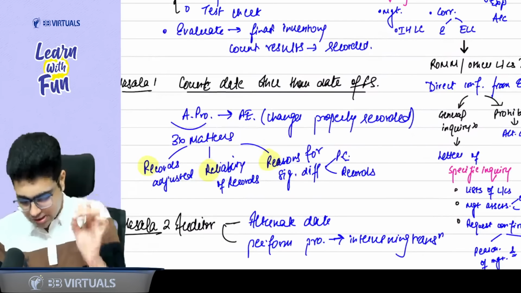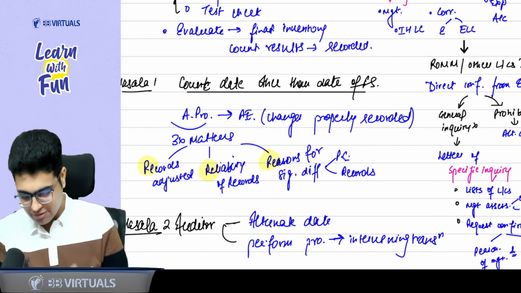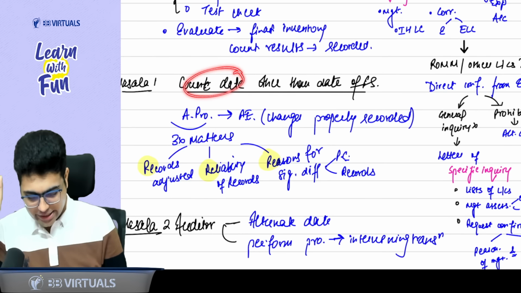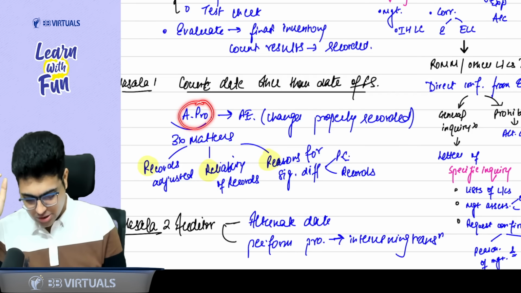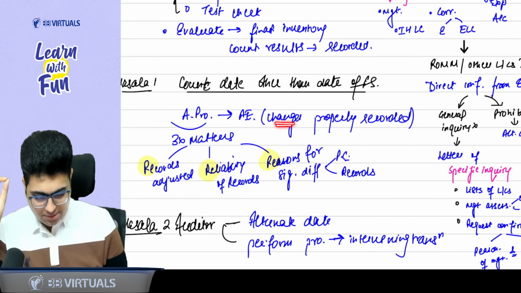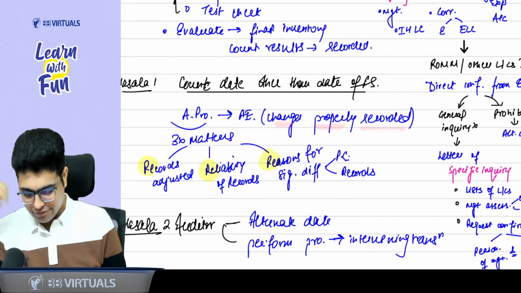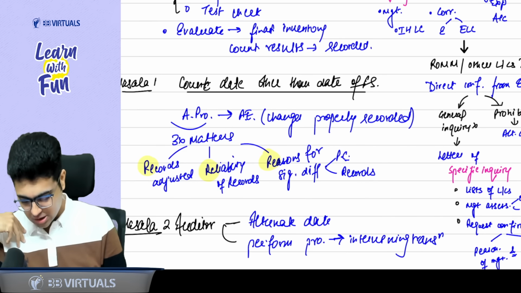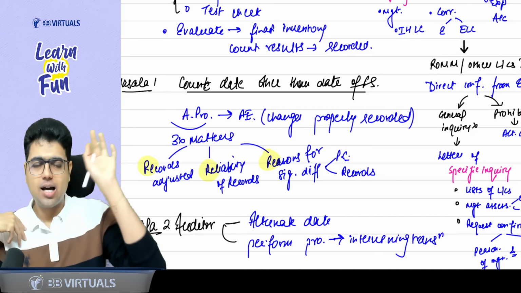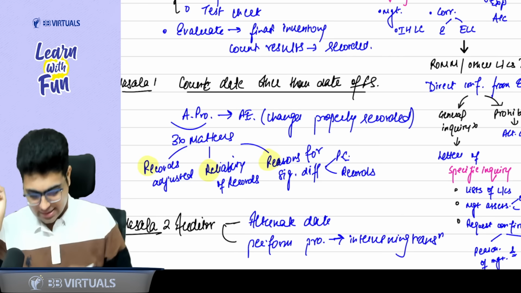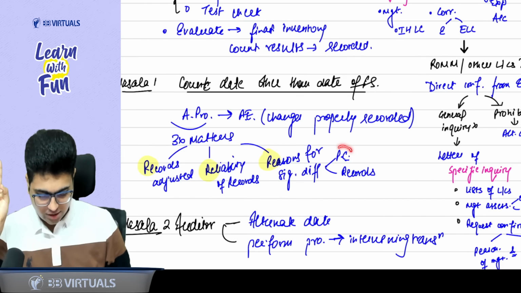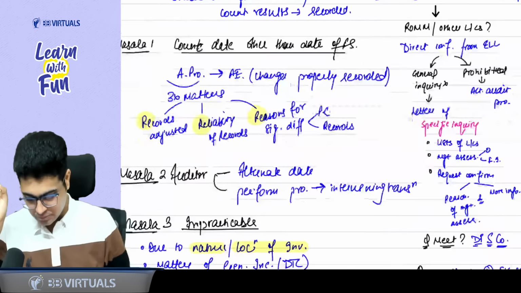Then you consider masala number 1. Case number 1: inventory is counted at a date other than the date of financial statement. Whenever this happens, you need to perform the procedure to get the evidence that the changes between the 2 dates are properly recorded. When you are performing these procedures, 3 matters need to be considered, the 3 R's. First R is records are properly adjusted. Second R is reliability of records. Third R is reasons for differences between the physical count and the records.